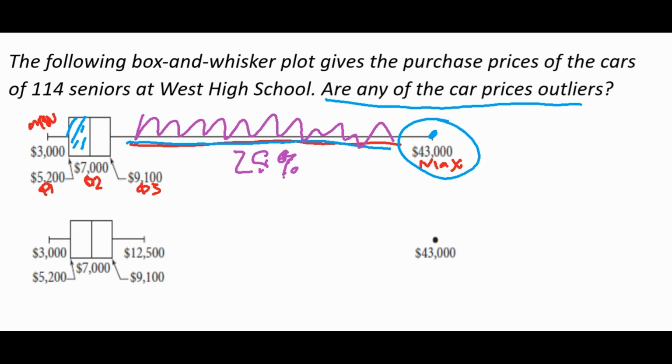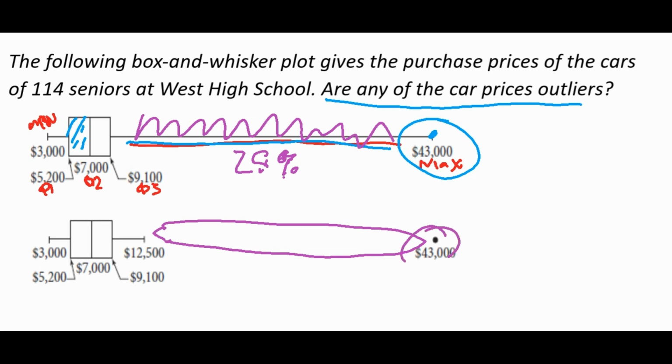But what we're saying here now is check out this big empty gap right here. There are probably 0 cars in our data sample that are between $12,500 and $43,000. There's this one outlier here on the end, and everything else, the other 25%, most of the data lies between $9,100 and $12,500. So 25% of the 114 cars that we pulled out are going to have a price between $9,100 and $12,500. That makes more sense. So we can identify the outlier a little bit easier.